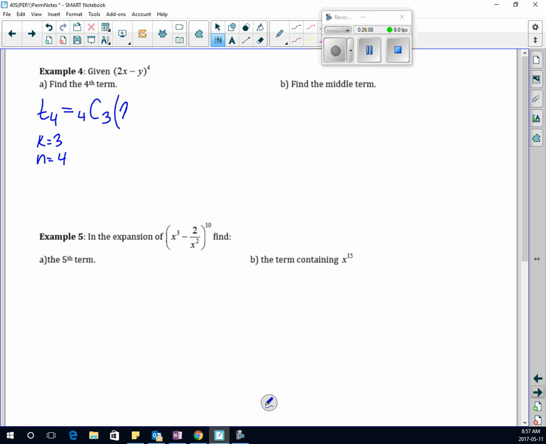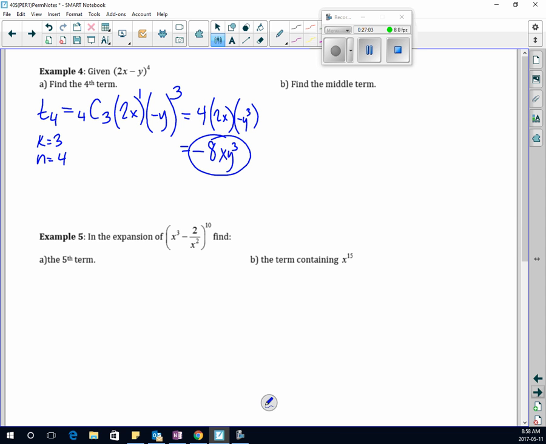The first term is 2x, and that's to the power n minus k. So that would be 4 minus 3, which is 1. The second term, which is minus y, again, if you don't have brackets, it looks like subtraction. That's not correct. Negative y to the power k, so 3. At any point in time, these two exponents should add up to your n value. What's 4C3? 4. 2x to the power 1 would just be 2x. And then what's a negative y to the power 3? Negative y cubed. So what's my final answer? Negative 8xy cubed. Everybody understand how I got that?